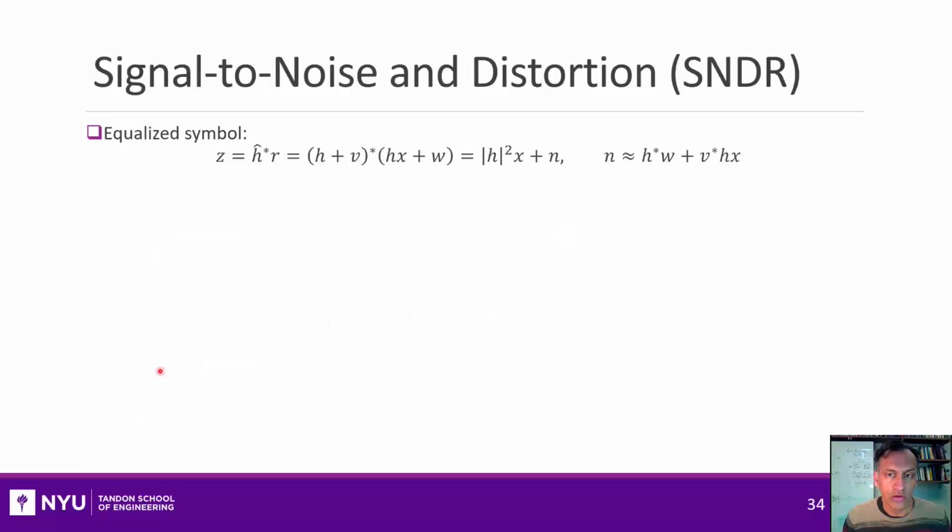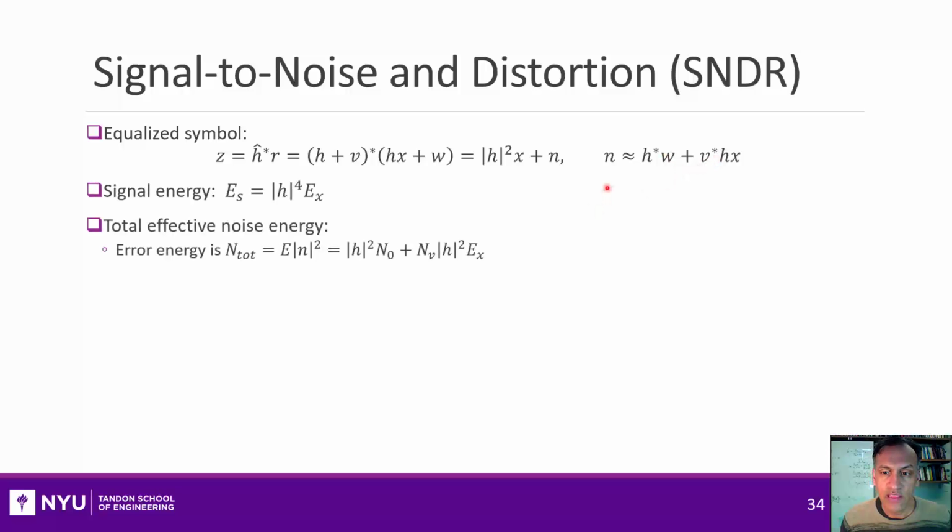Now, let's take a look at the effective signal-to-noise ratio that you get when you introduce the channel estimation error. We have our H star, we have our Z, which is our equalized symbol, which is the complex conjugate of the estimated channel times R. And we saw here that it's a sum, as before, of the signal power squared times the signal plus this noise term, and the noise has these two components. Now let's take a look at the effective signal-to-noise ratio. Let's take a look at the relative power of these two terms.